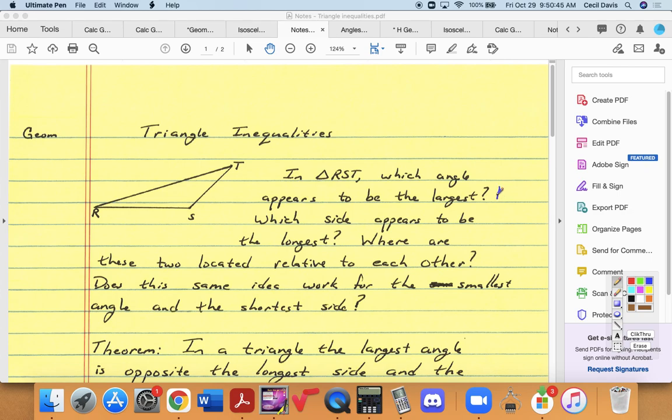RT. That's pretty obvious, right? Which angle appears to be the large? I'm sorry, I asked the wrong question here. This is RT. I put the wrong paper. Yeah. Sorry, hang on a second. Let me see. Oh, I opened up the wrong file. My fault.